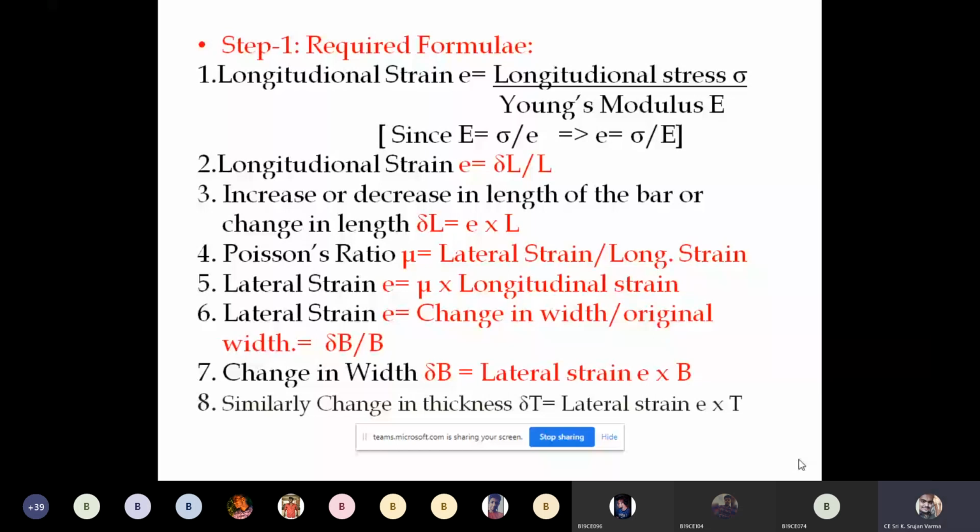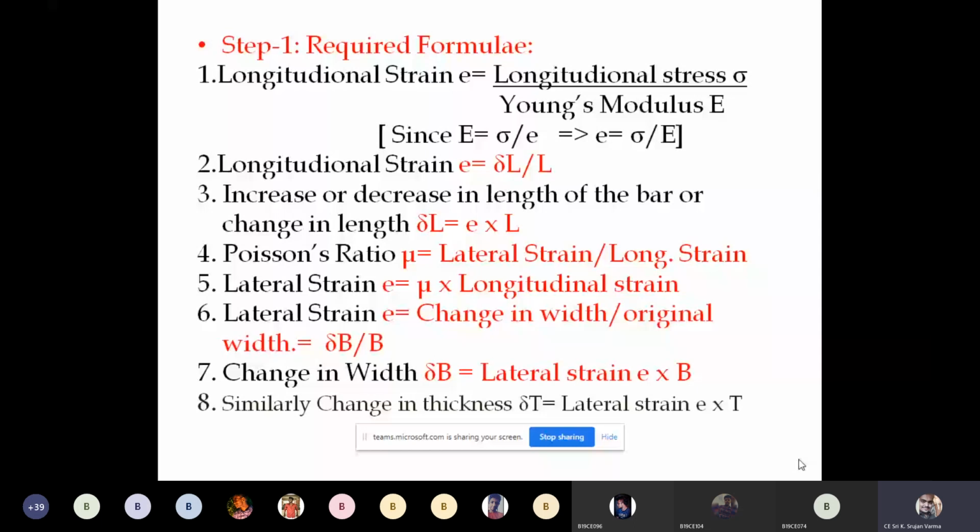Similarly, lateral strain can also be written as change in width by original width, or change in thickness, delta T divided by capital T. Lateral can be either with respect to width or with respect to thickness. See, seventh one.